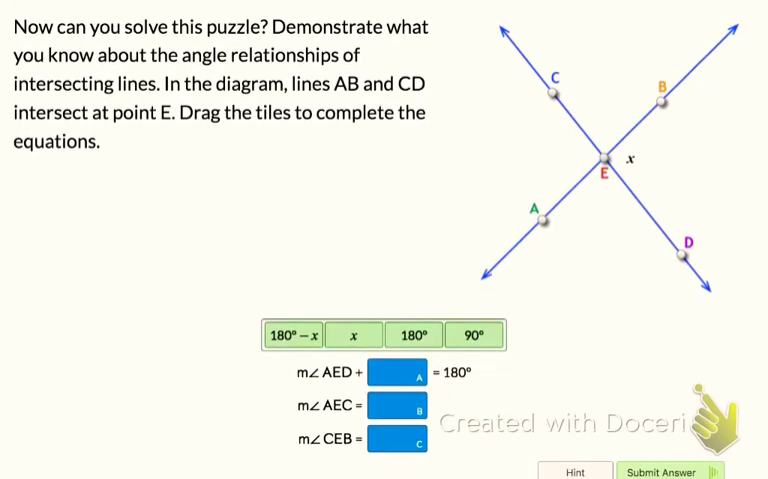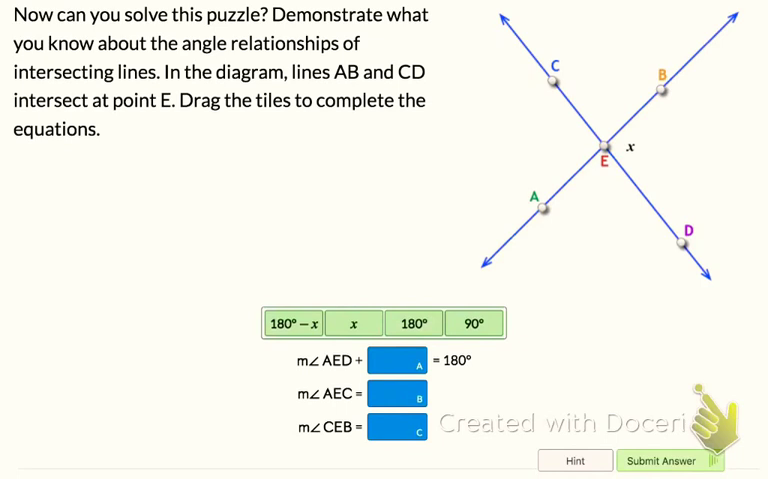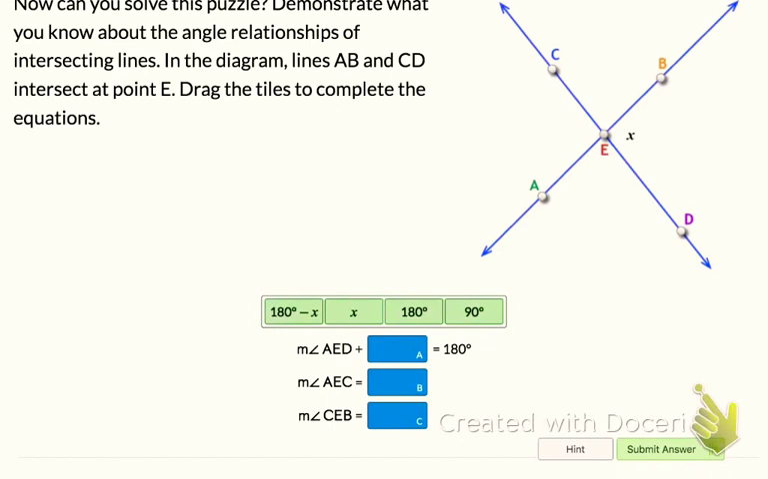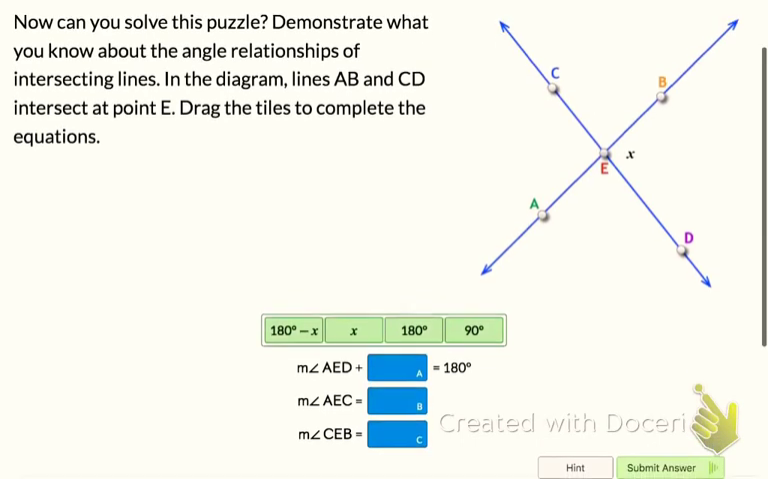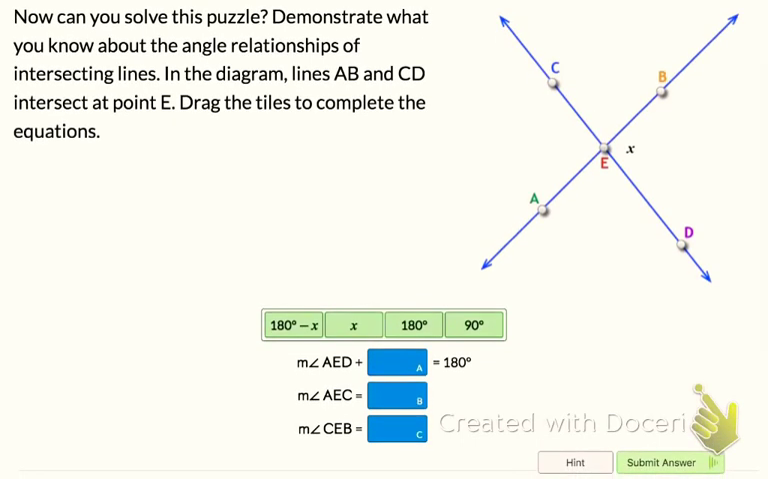Demonstrate what you know about the angle relationships of intersecting lines in the diagram. Lines AB and CD intersect at point E. Drag the tiles to complete the equations. Awesome, so let's get that one. So this first question down here says measure of angle AED is equal to something.